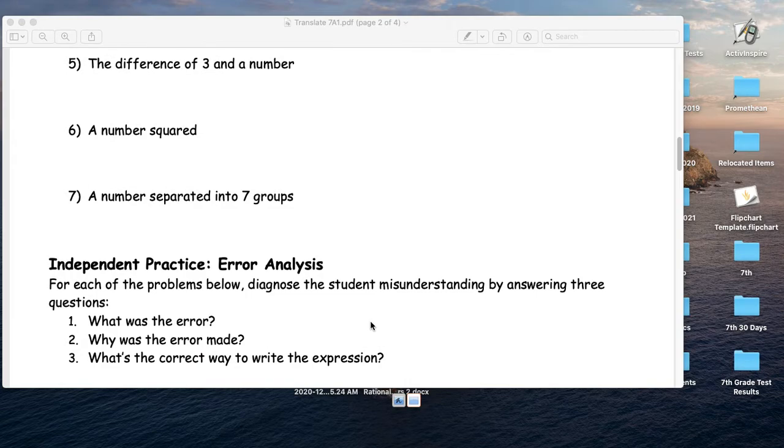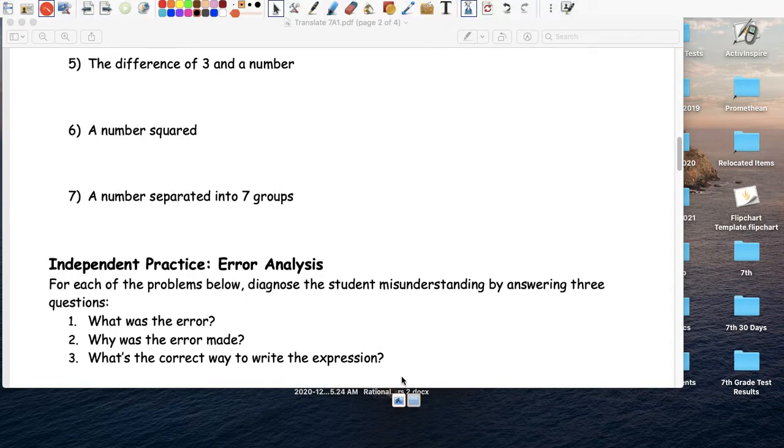I think that's where I stopped, 5, 6, 7, right? So let's just catch up. The difference means minus, right? Difference means subtraction: 3 and a number. We'll call this n. Next one, a number squared. We don't know that number, so let's call it a. Square means to the second power.